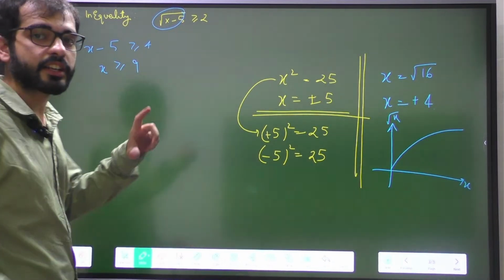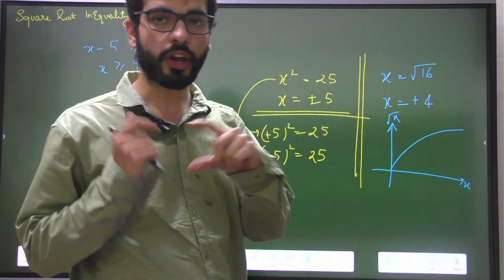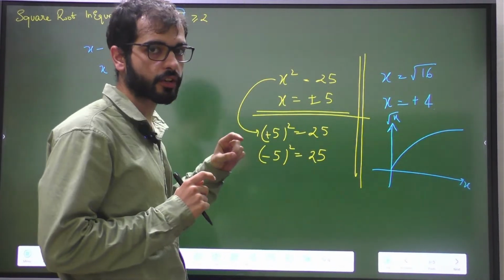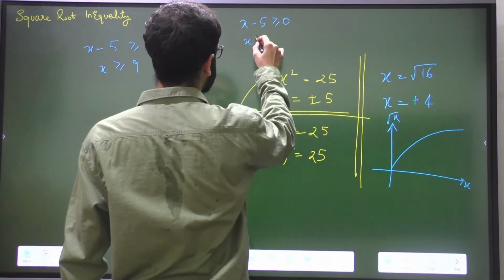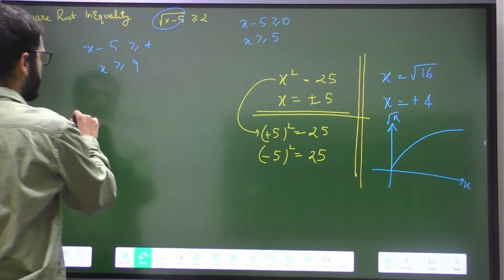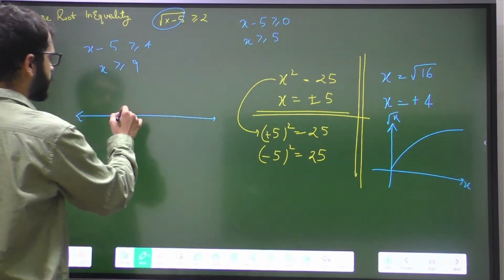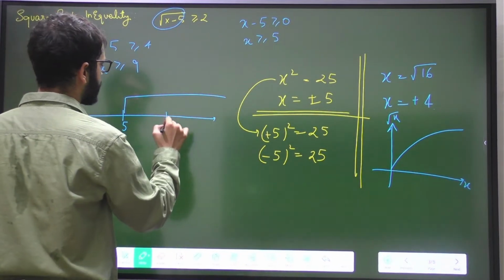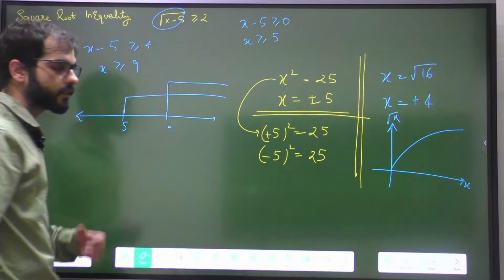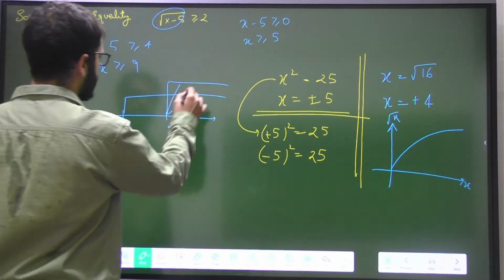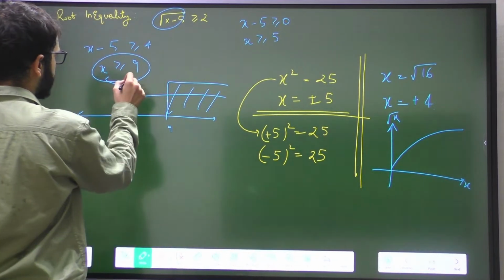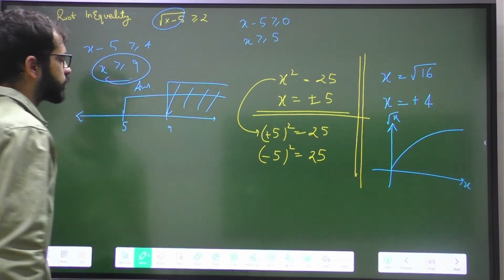Is this correct? It is not entirely correct, because while solving it, we also had to consider the domain of the function. Domain states that x minus 5 should be greater than equal to 0, hence x is greater than equal to 5. Now we have to club these two conditions, x greater than equal to 5 as well as x greater than equal to 9. Now what is the value that is satisfying both of them? The values which satisfy both of them are only those which are greater than equal to 9. So now I can say this is the answer to my question.